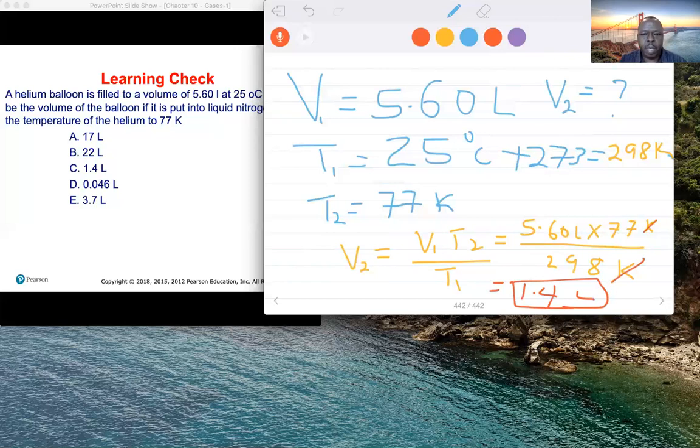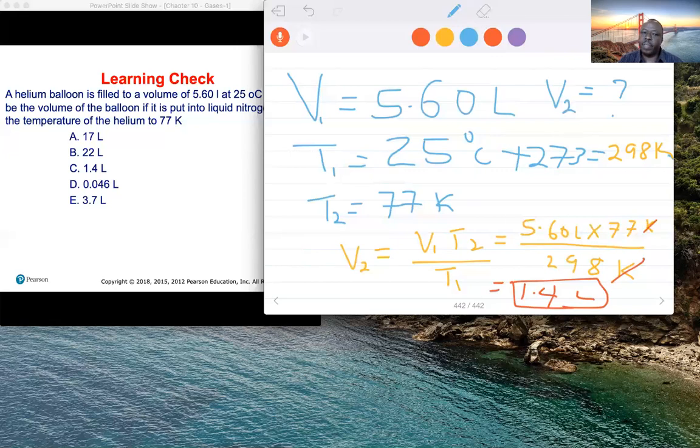Next time, maybe you are asked to find the volume 2, or temperature 2. You got to recall, how do I change the temperature from one scale to another? I've seen problems where they ask you for the final temperature and the multiple choices are in degrees Celsius. And somebody says, why don't I just work with degrees Celsius and end up with degrees Celsius?